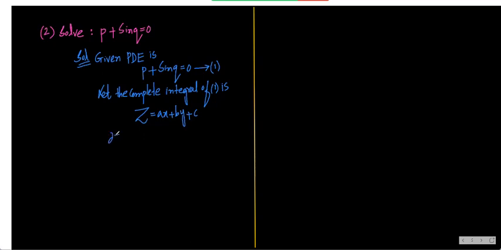If you differentiate partially, you will get a, which means that the value of p is equal to a. Every time the process will be the same. dou z by dou x, oh sorry, writing mistake. Sorry for that, it's a writing mistake.